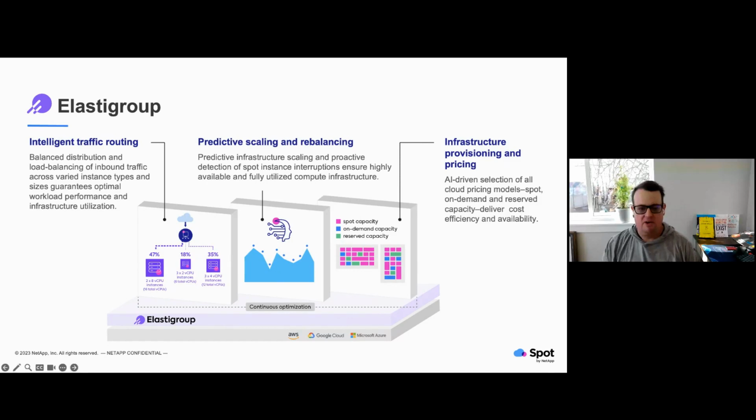You can see here on this third pillar, we are using the mix of spot instances, which are delineated in magenta. We're using on-demand capacity to scale out, which is the blue box, and then we're using reserved capacity, and we're making a good mix to make sure that our AI-driven selection of your cloud pricing models are working to deliver the cost, efficiency, and availability.